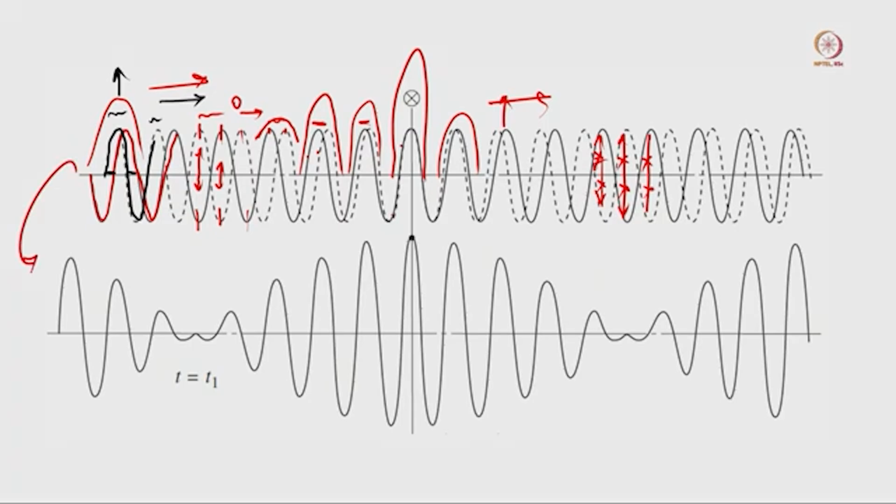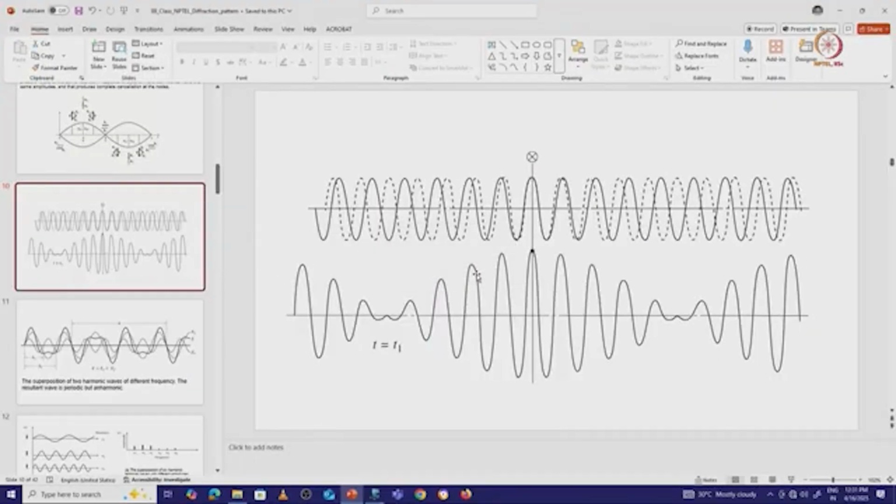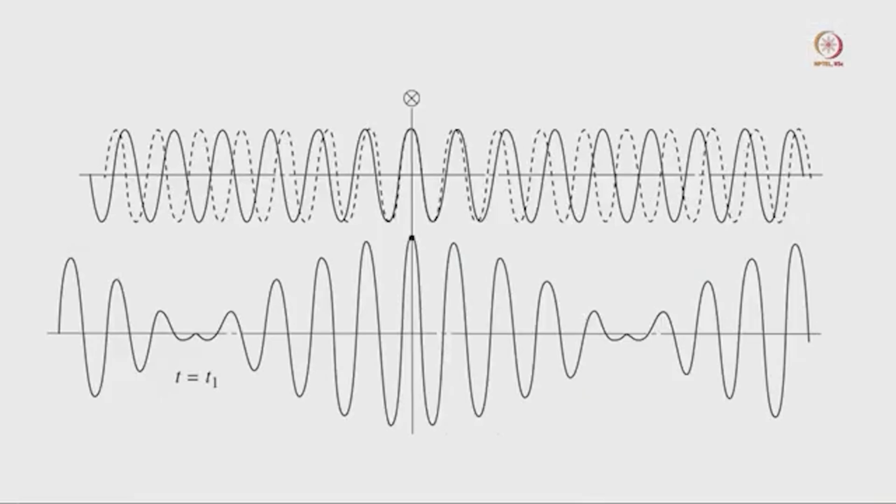Now if you look at this particular wave, the resultant wave is this one, and you can see here that when two waves are completely merged together, the dotted wave and the black wave merged together, they are giving a very high amplitude in this particular zone.